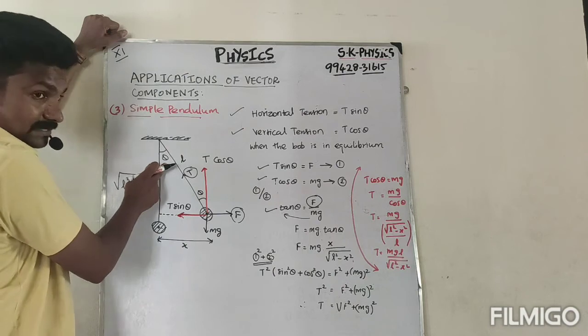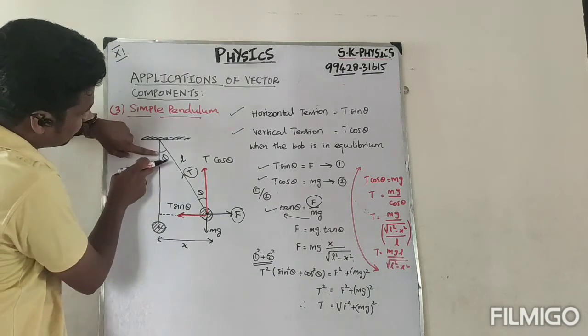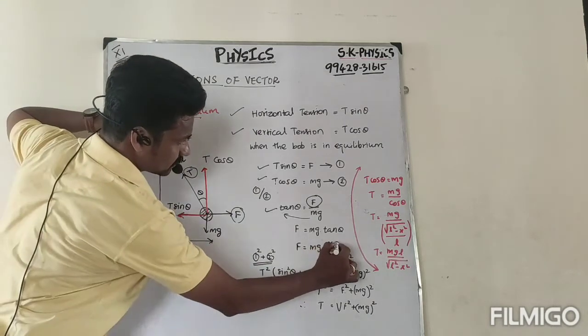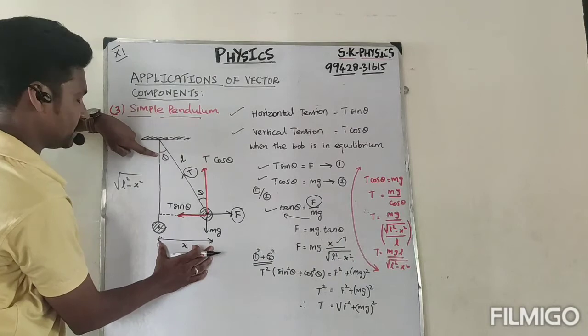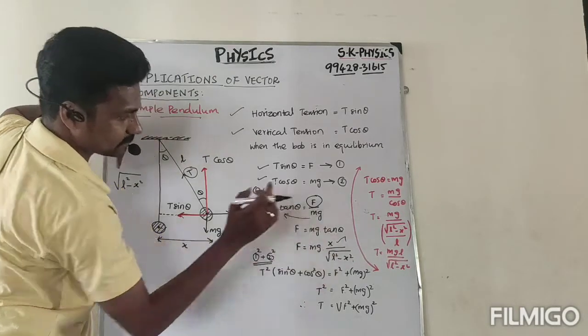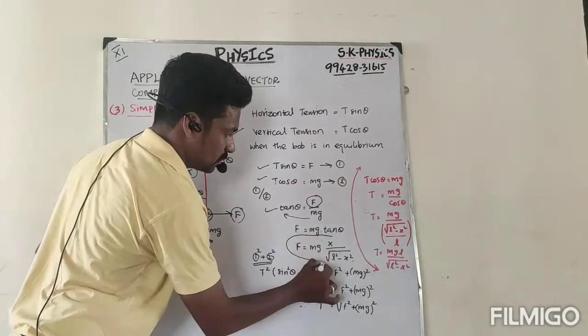Now what is the formula for tan theta? Tan theta is equal to opposite divided by adjacent. Opposite to theta is x, divided by adjacent. Adjacent is the whole root of L square minus X square. That's all. So now we found the force value.